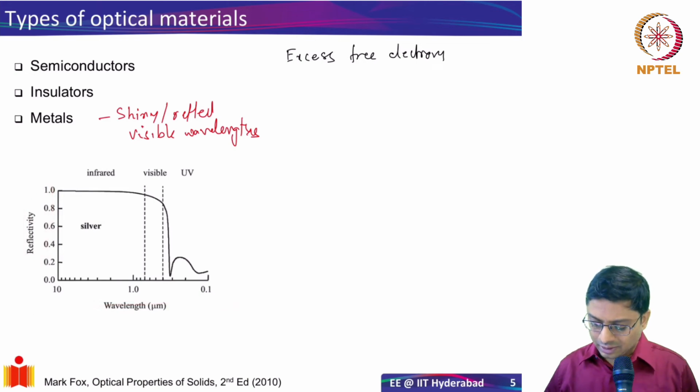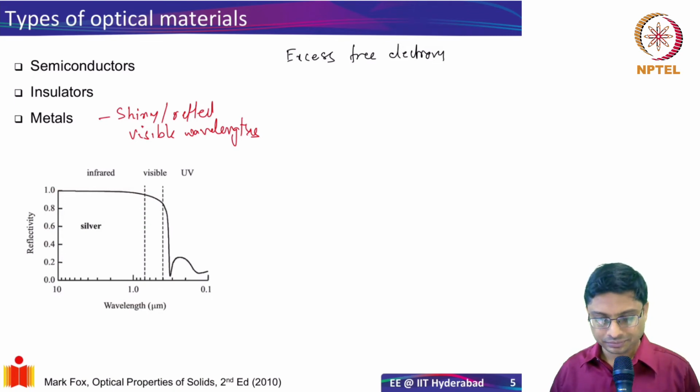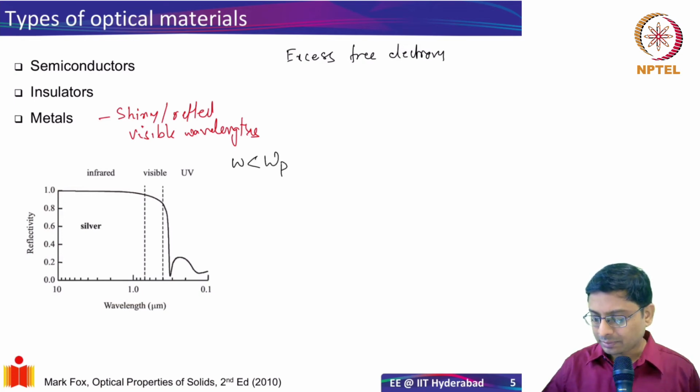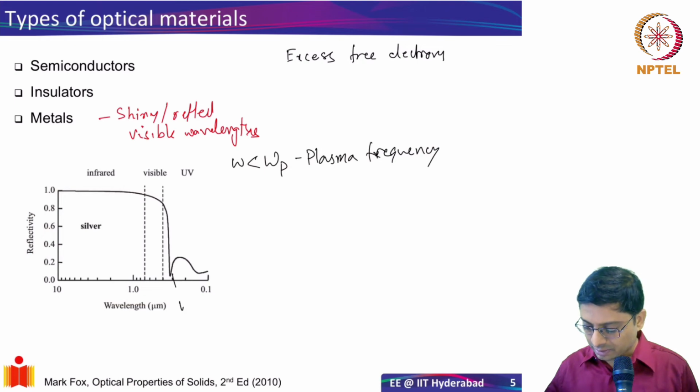And what we see is that in most of the visible and IR wavelengths, we have very high reflectivity, I think about 90% or higher. Okay, but above a certain frequency, in metals we can define what is known as a plasma frequency, the cutoff frequency up to which the metals can reflect. So if your frequency omega is less than omega p, which we call the plasma frequency, you can have metals reflecting. So that's why you see this edge. So this is my omega p.